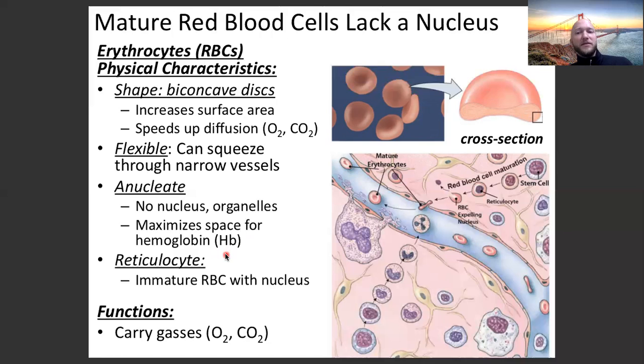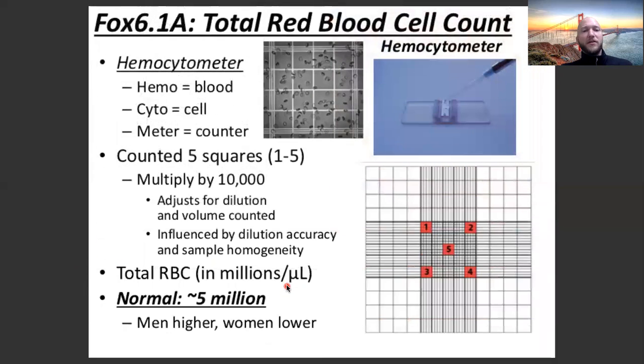During that process of maturation from pluripotent hematopoietic stem cell to red blood cell, the reticulocyte is the name given to a maturing red blood cell. So it's immature at this time, but it's in the process of maturing red blood cell with a nucleus. I do want you to know this. There are clinical applications. Functions: carrying O2 and CO2, carrying gases.